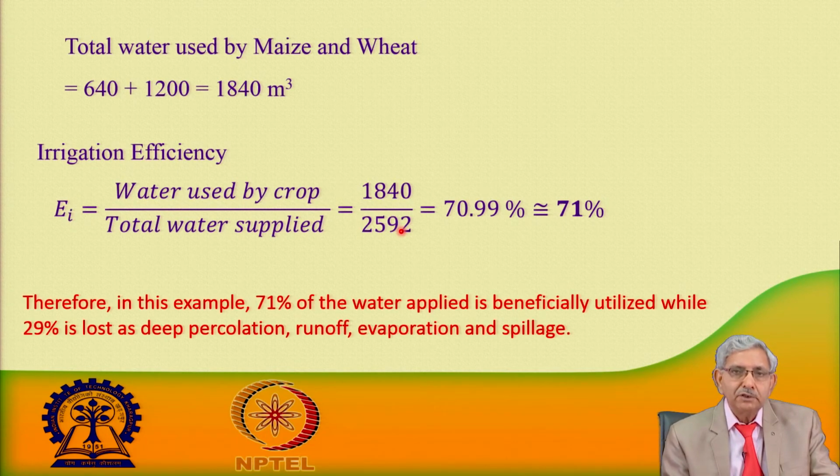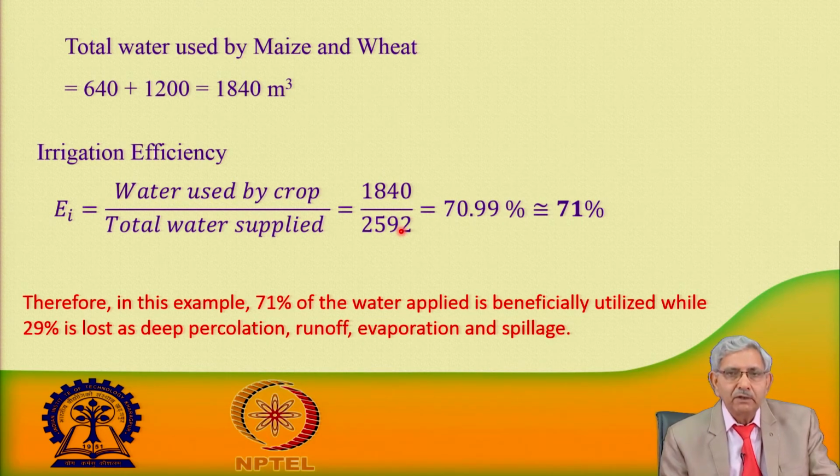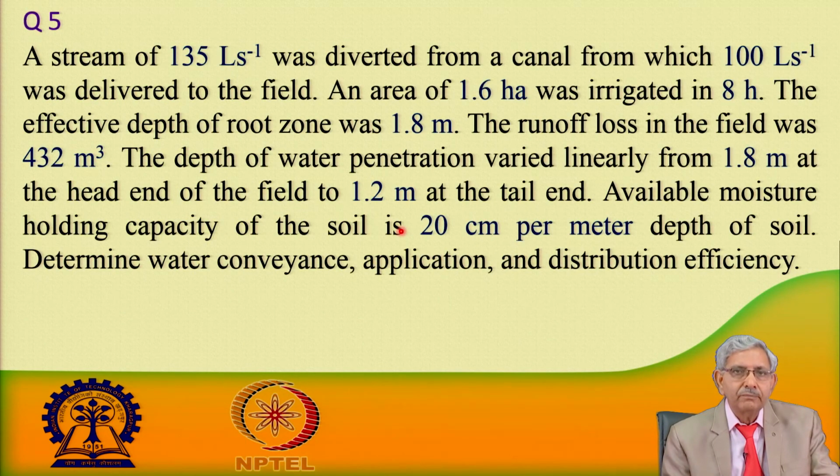So, here 71% of the water applied is beneficially utilized by the crop, while 29% of the water can go as a loss in the form of deep percolation, runoff, evaporation or spillage. So, this is quite a good way of the supply of water by using this stream.